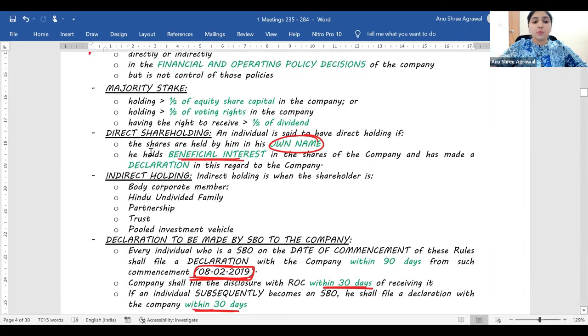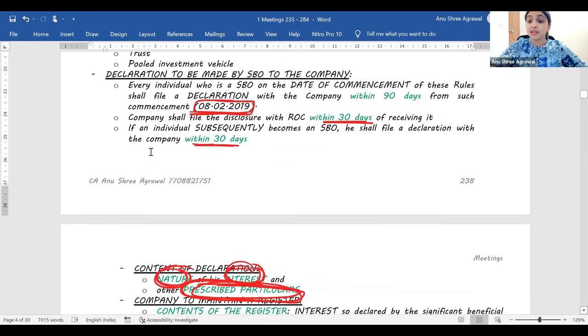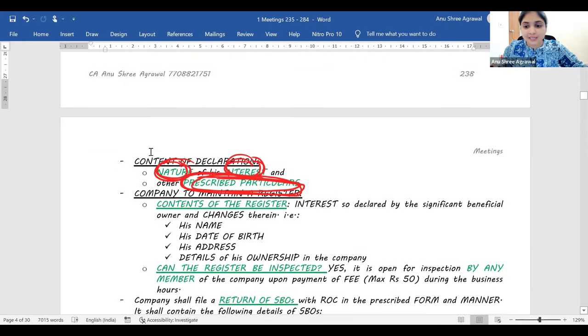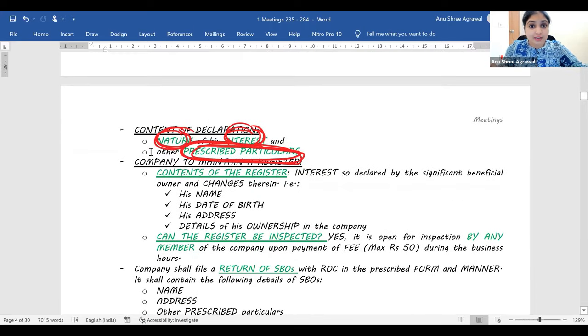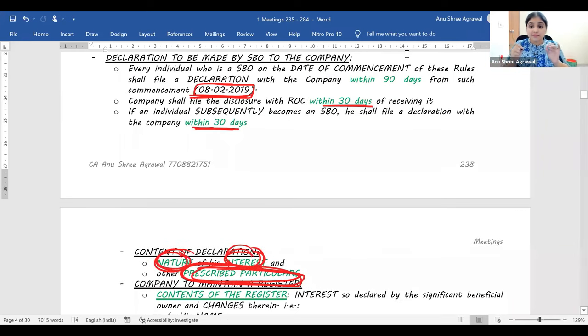Okay, then we learned about the time limits. Do you remember the date? Tell me the date. What date did we learn in SBO? We just learned a date. 8th February 2019, right? So on 8th February 2019, I will see, am I already an SBO? Yes, I'm already an SBO. Now what will you do? Within 90 days from 8th February, I am supposed to file a declaration and inform the company about it.